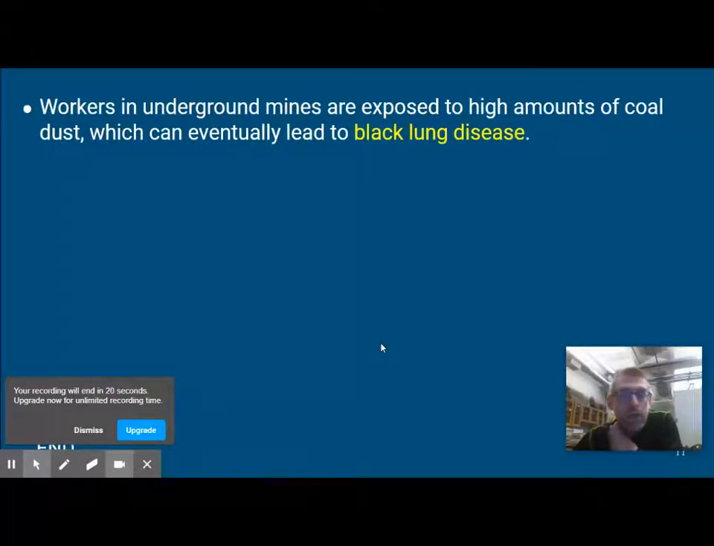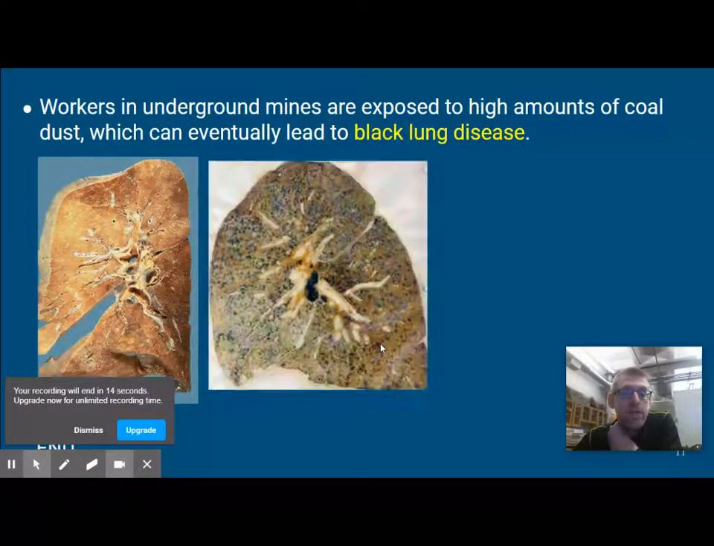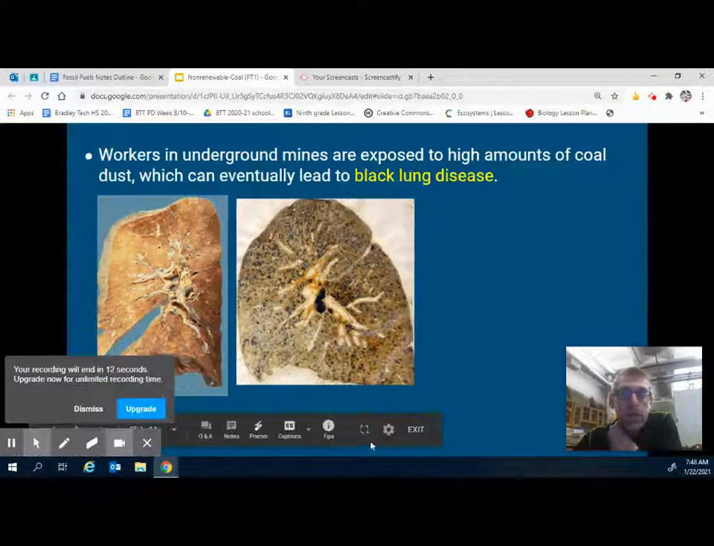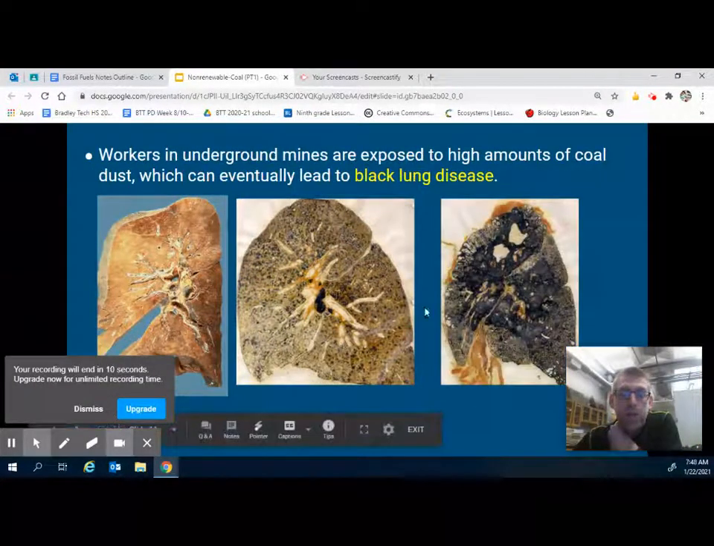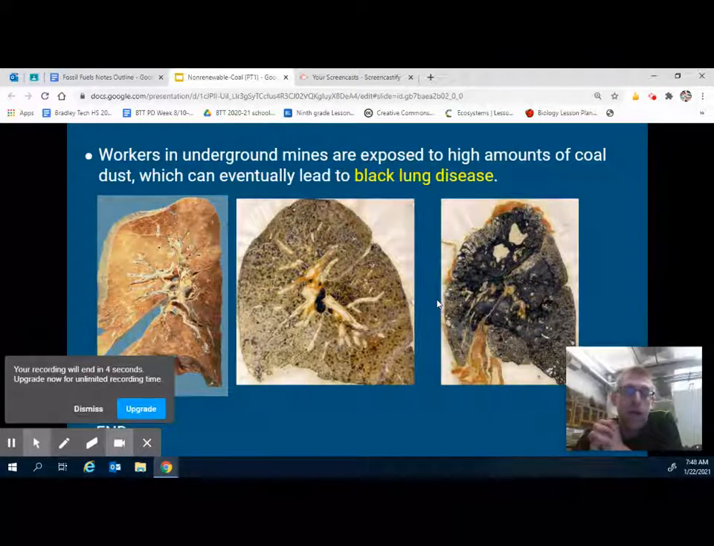Workers in underground mines are exposed to high amounts of coal dust, which can eventually lead to black lung disease. So again, this is some effects on humans. So again, just kind of keep in mind all those effects. That is the end of this part of the slides. We will work on the next in the next few days.